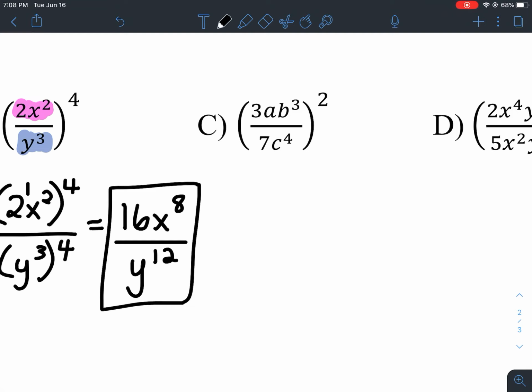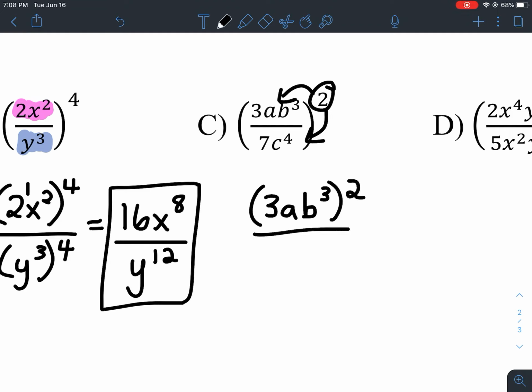Again, I'm going to rewrite it just to make it a little bit easier here. We have to apply this 2 to both the numerator and the denominator. So I have 3ab to the 3rd all being squared, and I also have 7c to the 4th all being squared. So now when I simplify that, the numerator, 2 times 1 is 2, so we have 3 squared, which is 9.